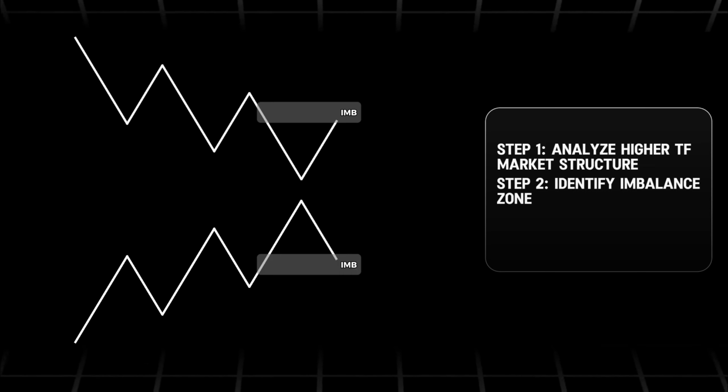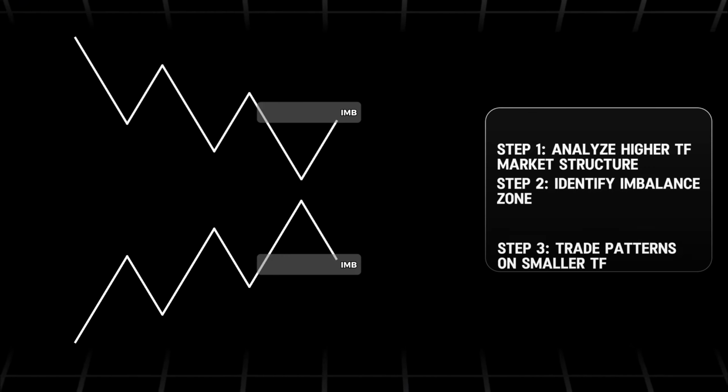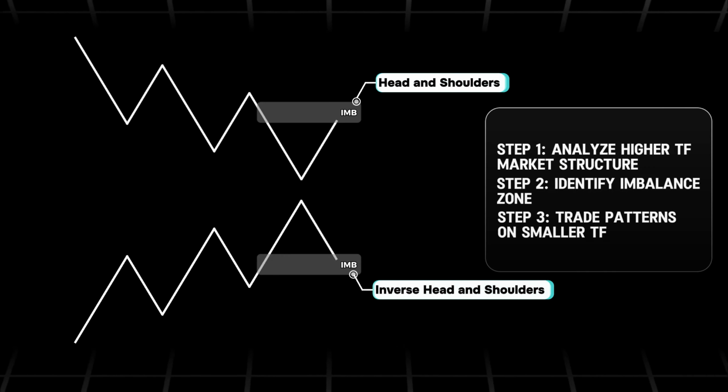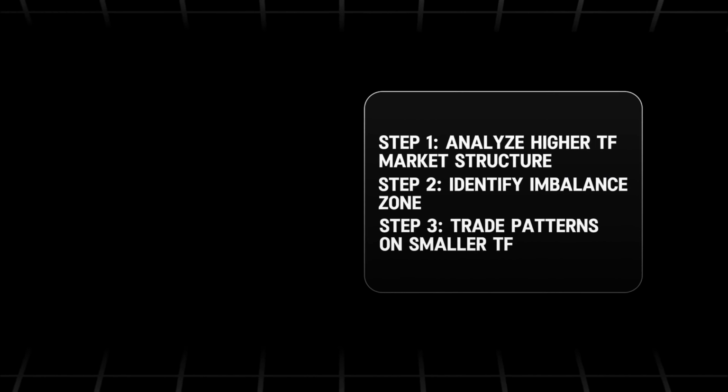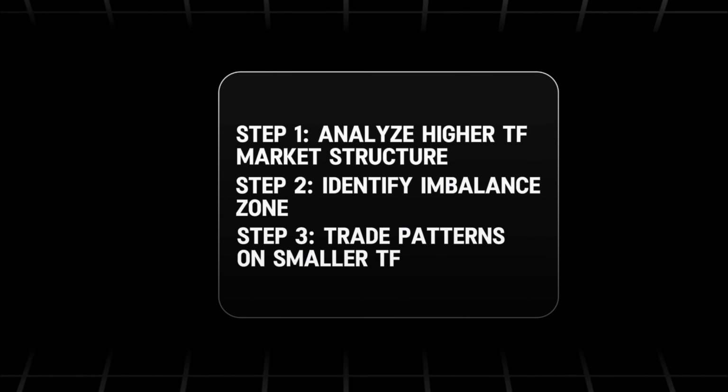After the imbalance zone is marked, look for a head and shoulders pattern for a bearish setup or an inverse head and shoulders pattern for a bullish reversal. These patterns, when combined with the imbalance zone, provide high probability entry points for the trade. Let's take a look at this example.